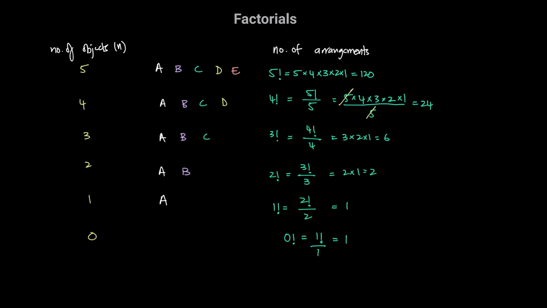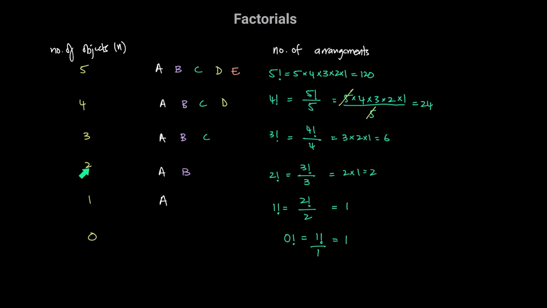What we have here is, over here, I have the number of objects n. So if I have 5 different objects, the total number of ways of arranging them is equal to 5 factorial, which is equal to 120. If I have 4 different objects, the total number of arrangements is 4 factorial, which is simply 5 factorial divided by 5. If we take 5 into 4 into 3 into 2 into 1 and we divide that by 5, we get 4 factorial, which is equal to 24. The number of ways in which you can arrange 3 different objects is 3 factorial, which is 4 factorial divided by 4. And that's simply 6 different arrangements.